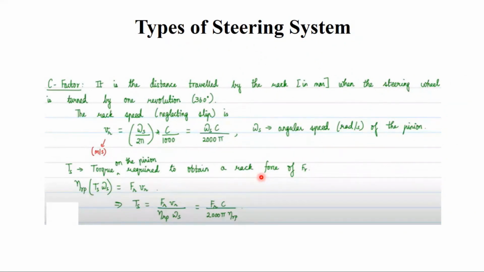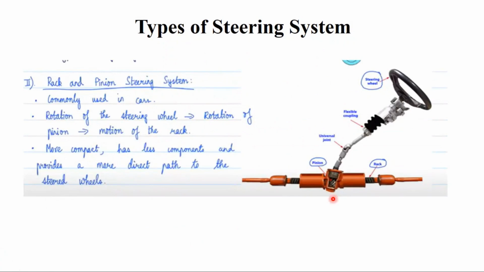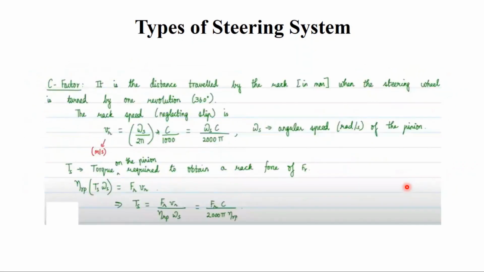How is the correlation going to happen? You see here, this is the rack and pinion steering system, which is mostly used in cars. The rotation of the steering wheel happens, then the rotation of the pinion happens, and then the linear motion of the rack happens. And how are we going to consider the C factor? C factor is nothing but the distance which is traveled by the rack in mm when the steering wheel is turned by one revolution, which is 360 degree.